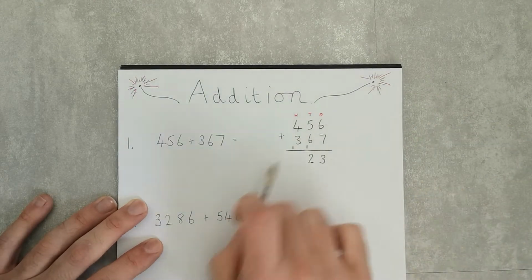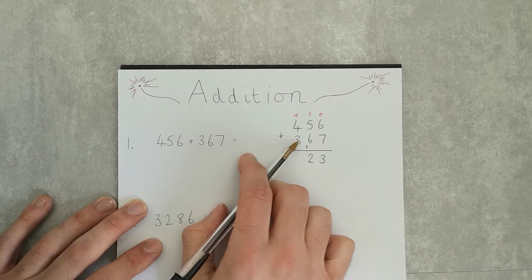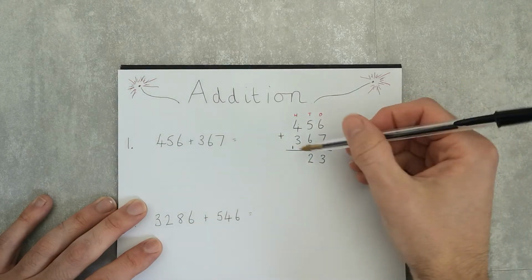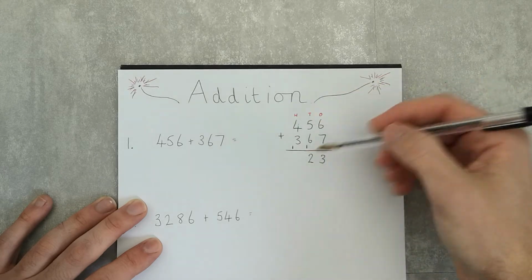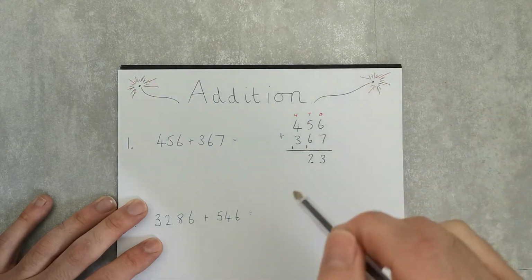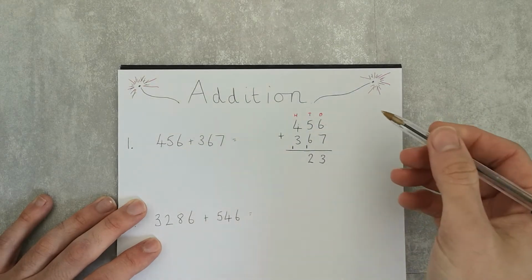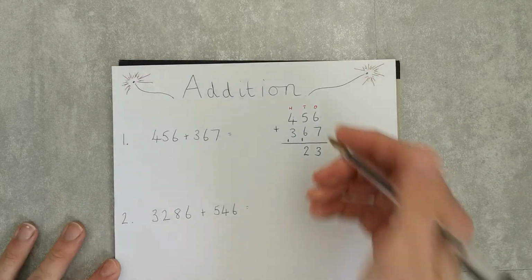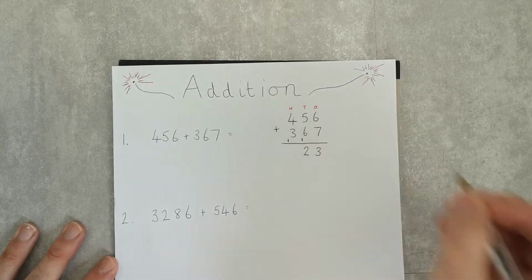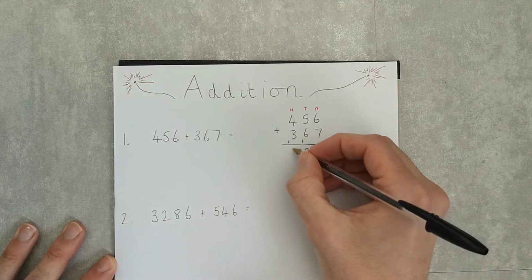Now I've got the hundreds column, so I'm going to add the hundreds. Remember that's 400, add 300, add 100. But we're just going to redo it like 4 add 3 add 1. Make it easy for ourselves. That's the best possible thing in maths: make it nice and easy for yourself. So 4 add 3 gives me 7. Add the 1 gives me 8.